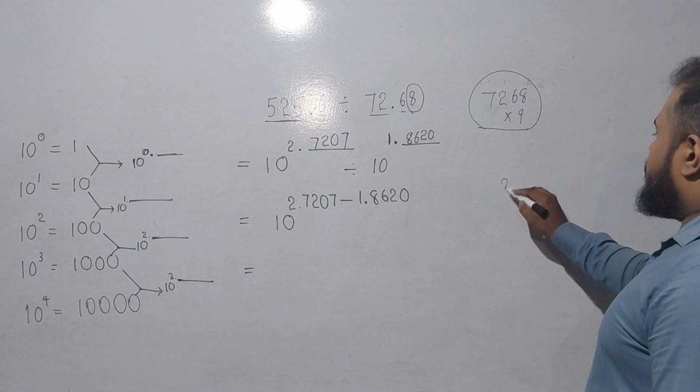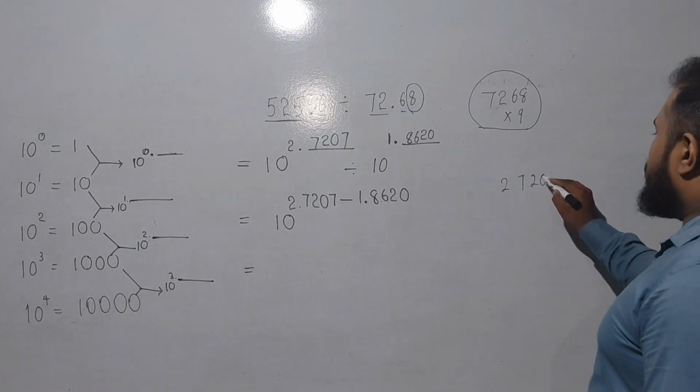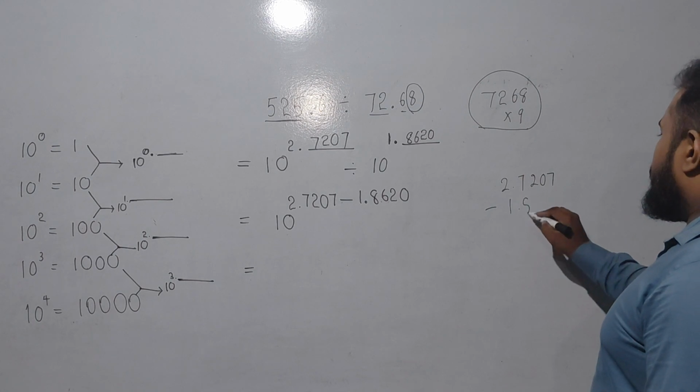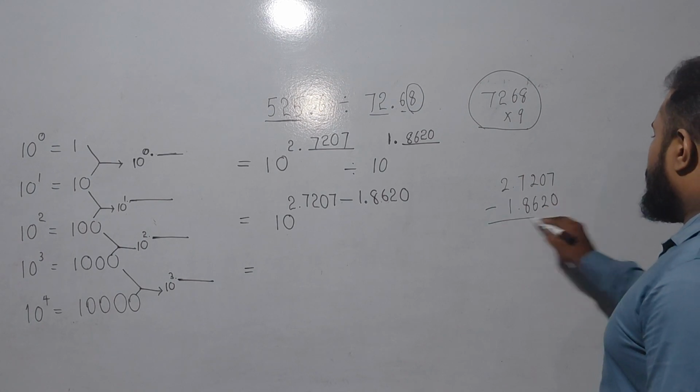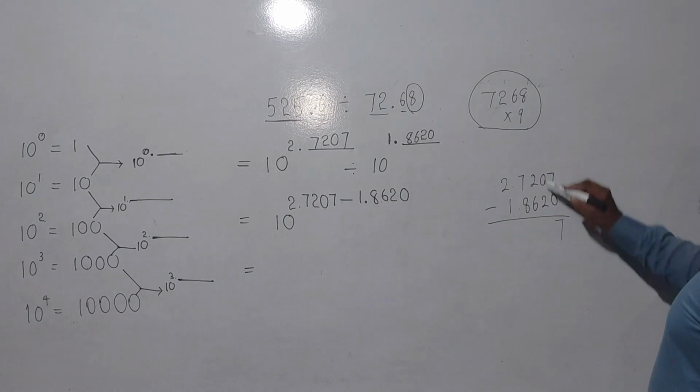Please subtract 2.7207 minus 1.8620. 7 minus 0, 7. 0 minus 2 cannot be done.